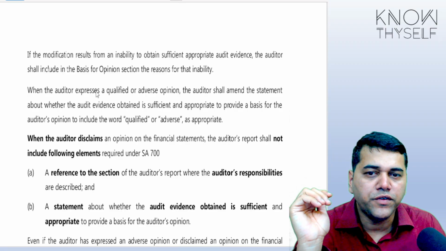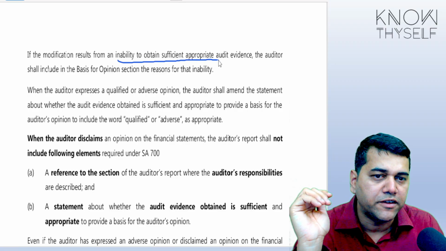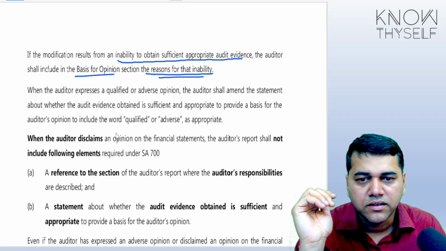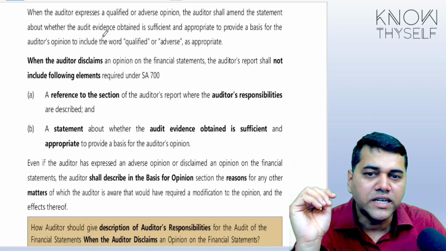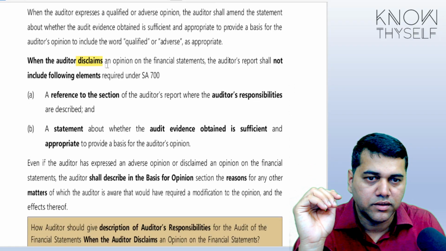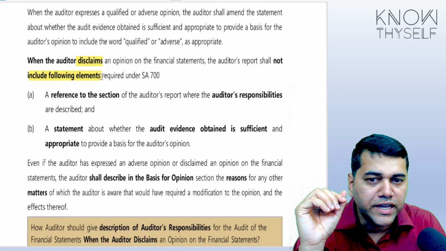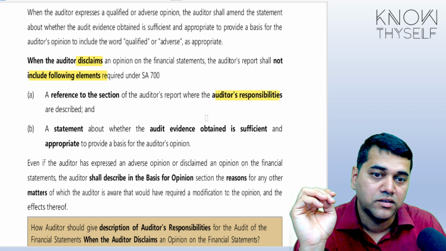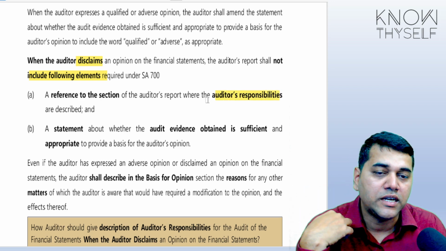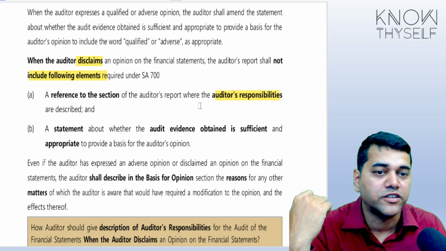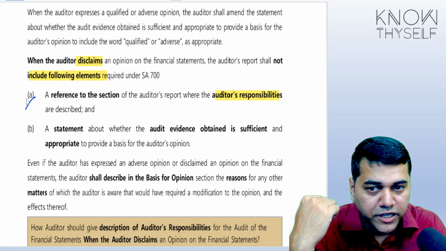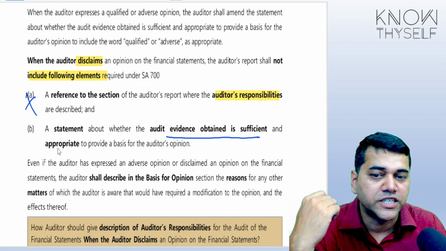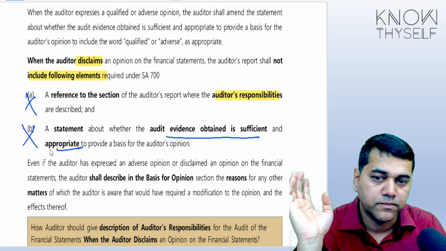Now, if the modification results from inability to obtain evidence, the auditor shall include in the basis section the reasons for that inability. When the auditor disclaims an opinion, he shall not include the following elements: reference to the responsibility section. Otherwise you always have that our responsibilities are told in the auditor's responsibility section. No, you should not tell about any responsibility. And the statement about audit evidence being sufficient and appropriate, this also should not be told.